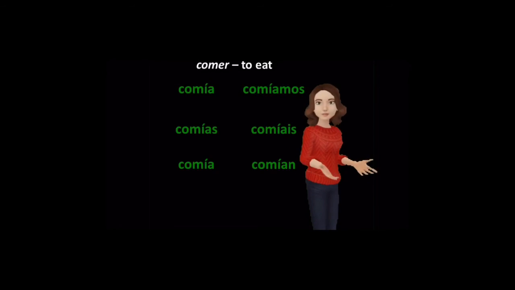We will use the verb comer to look at what an ER verb might look like in the imperfect tense. Comer becomes comía, comías, comía, comíamos, comíais, comían. Remember to include an accent mark on all 6 conjugations in the imperfect tense.